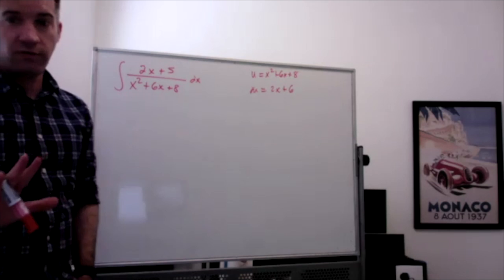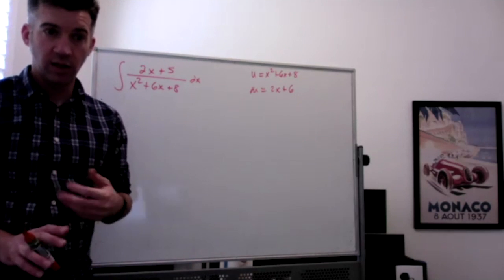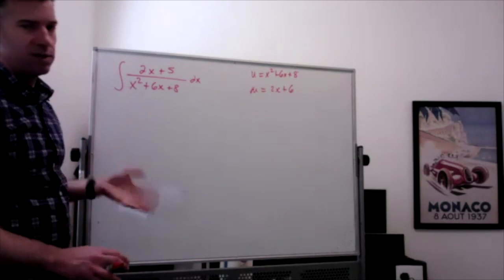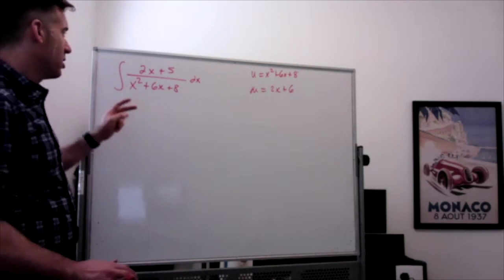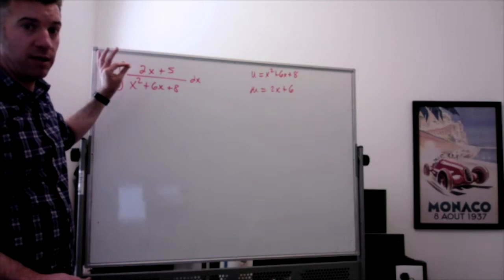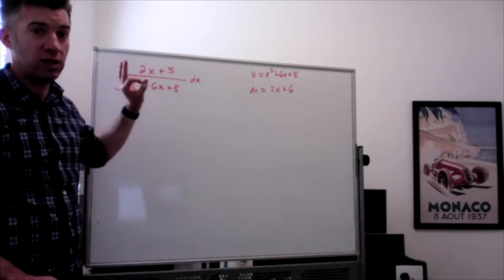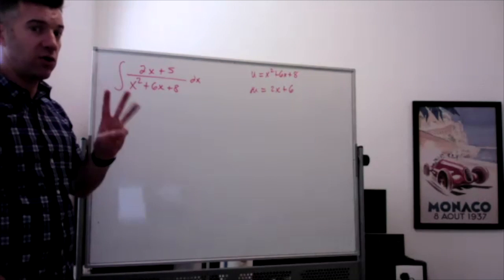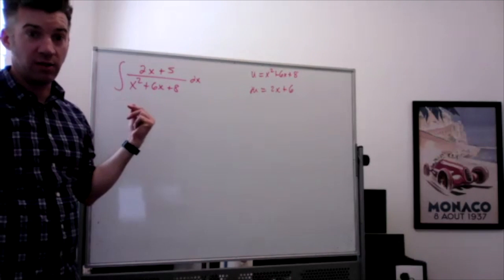So partial fractions. There's a couple requirements to be able to use partial fractions. Really, there are three requirements. The first two are that you have a rational function, meaning it's a polynomial on top and a polynomial on the bottom, and the degree on top has to be strictly less than the degree on the bottom. The third requirement is that you have to be able to factor the denominator.